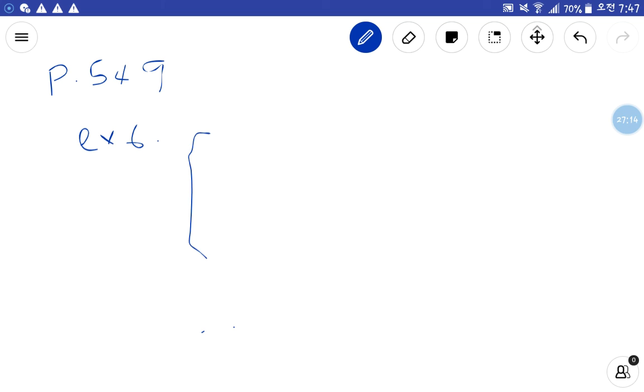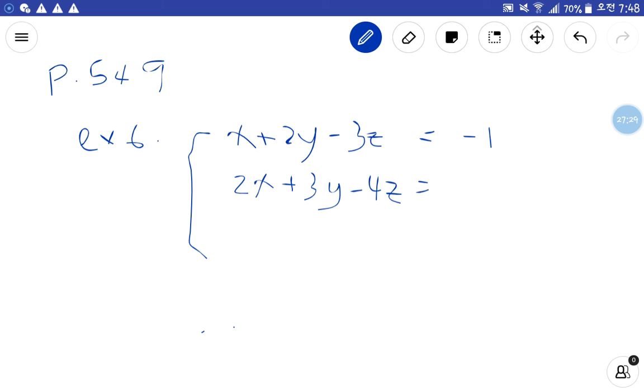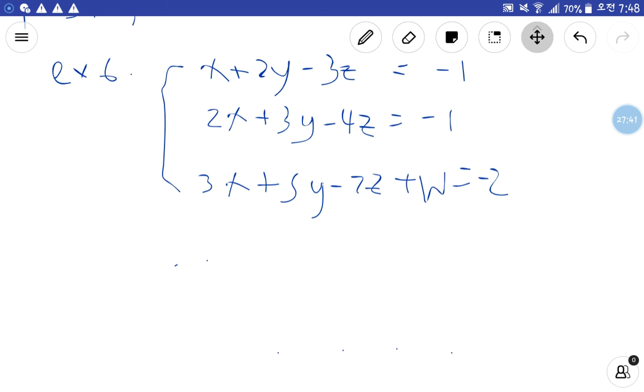Okay, so let me copy my question down, which is x plus 2y minus 3z equals negative 1. 2x plus 3y minus 4z equals negative 1. 3x plus 5y minus 7z plus w equals negative 2. So we are going to make an augmented matrix first, and then our goal is to get to the reduced row echelon form, right?